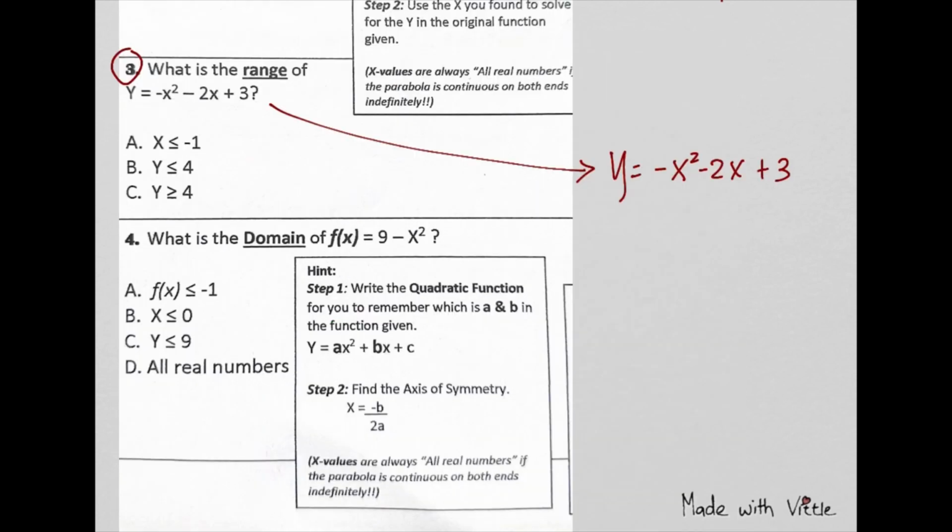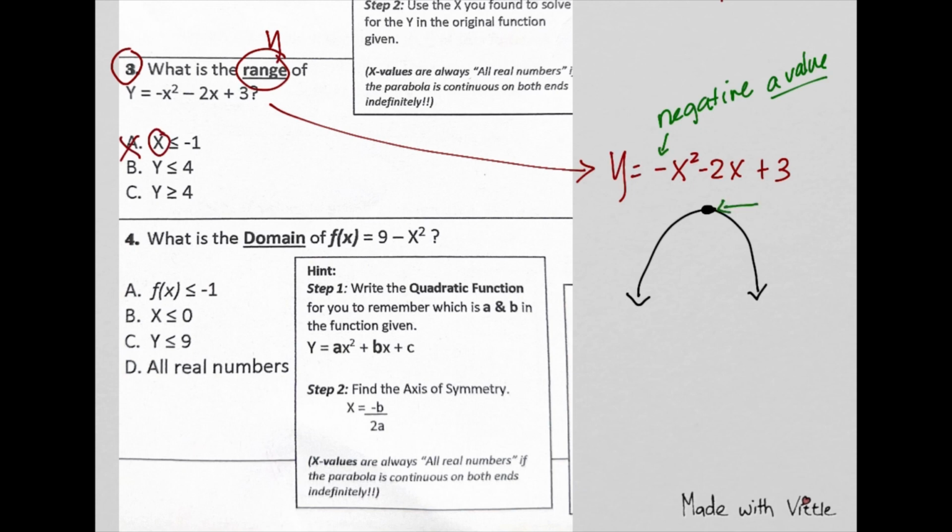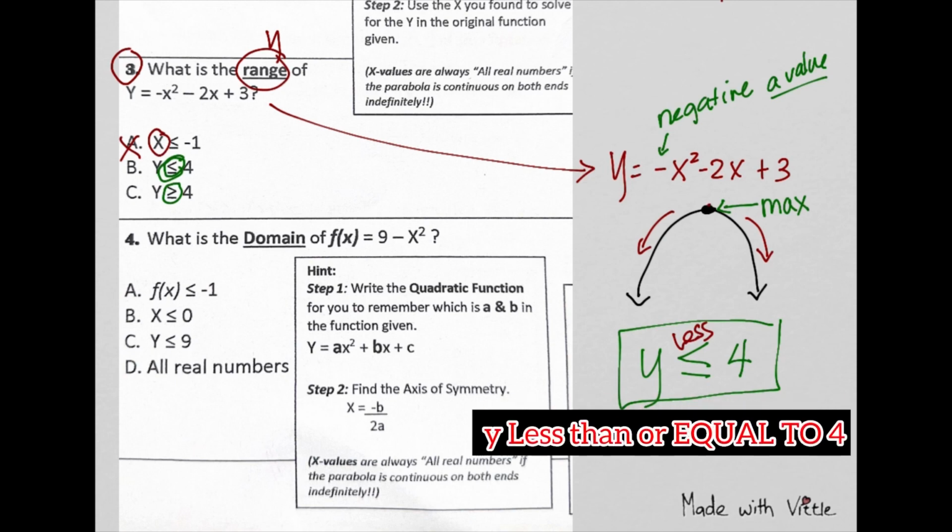What is the range of y equals negative x squared minus 2x plus 3? It is a negative a value, therefore it's opening downward with a maximum point here, which is the vertex. They're asking for the range y, so cancel the ones that don't talk about y. This is the max, therefore everything else will be lower than this point. So which one makes more sense? Will our y be greater than 4 or less than 4? It should be less because everything else is less than the maximum, okay?